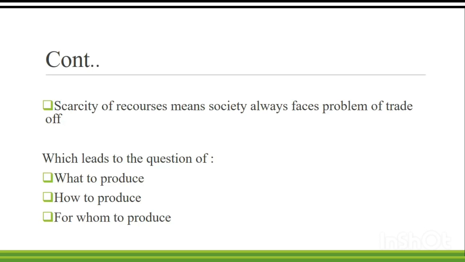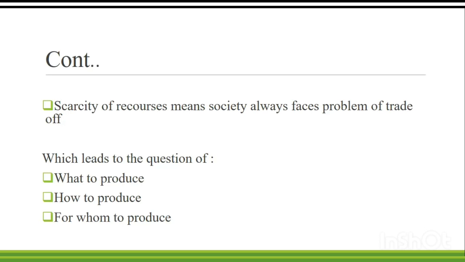What to produce means if we devote more resources to the production of one good, we have fewer resources for the production of another. I'll give a simple example of choosing between cotton and sugar. Should we produce more cotton or should we produce more sugar? Because employing more resources for the production of one product means you have lesser inputs available for the production of the other product. The second point is how to produce.